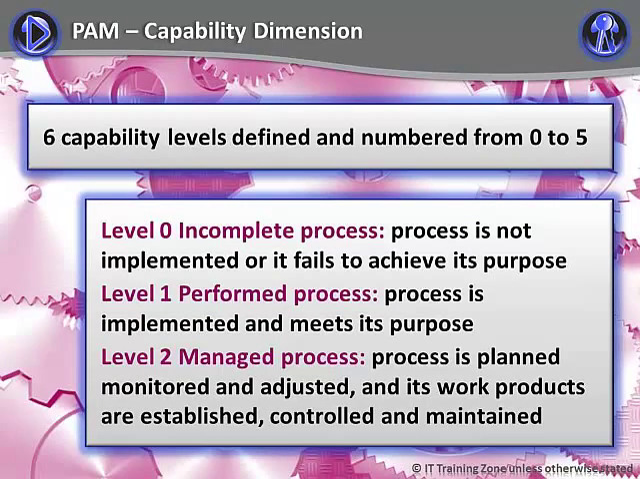Let's take a closer look at the capability dimension. There are 6 capability levels defined. These are numbered from 0 to 5. Level 0. Incomplete process. The process is not implemented or it fails to achieve its purpose. Level 1. Performed process. The process is implemented and meets its purpose. The process assessment model forms the basis of an assessment at this level. Level 2. Managed process. The process is planned, monitored, and adjusted, and its work products are established, controlled, and maintained.